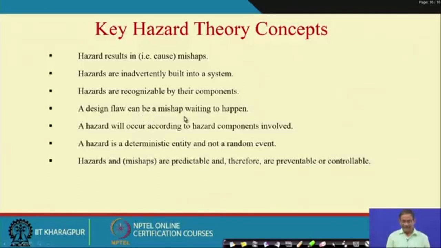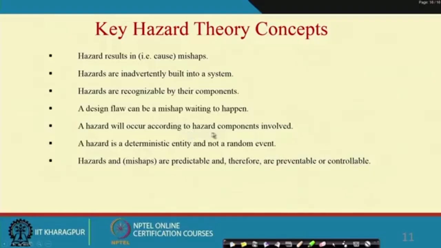A design flaw can be a mishap waiting to happen. Suppose you design a process, suppose a boiler you design, and there is a flaw. Suppose an important sensor from the safety point of view, you fail to install there. What will happen? Any time an accident will happen. So design flaw is very, very important. That's why we say that safety engineering should start at the design phase. It should be at the extreme upstream of a system life cycle.